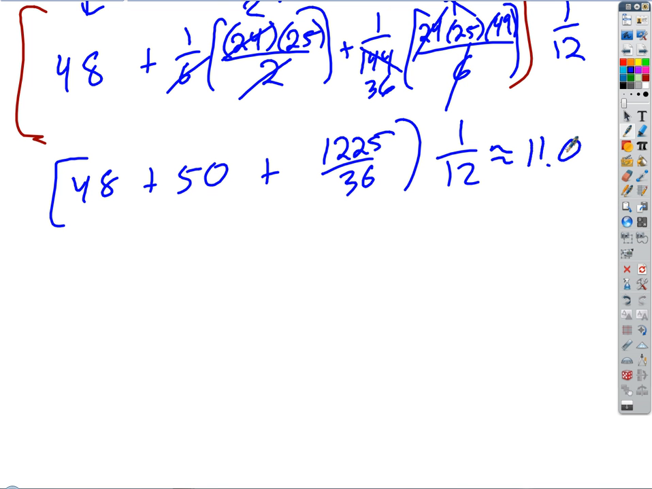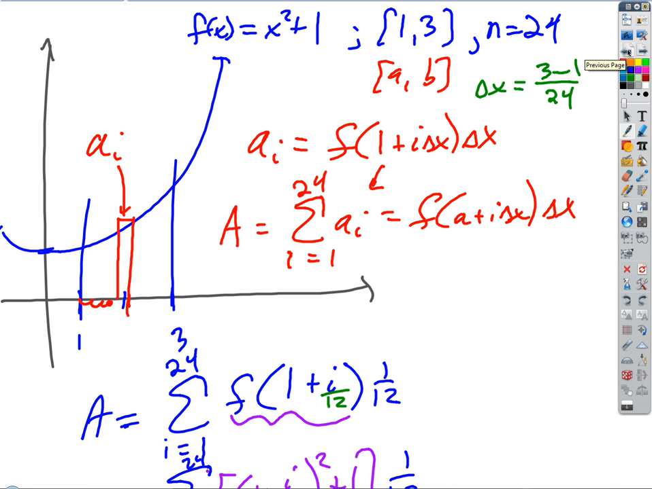Okay, now here's the next point I want to make about this. So you tell me, is that going to be an overestimate or an underestimate? It's going to be an overestimate, isn't it? Because we added up the rectangles based on their right-hand edges, correct? The function is increasing, so that's a recipe for a circumscribed sum, right?